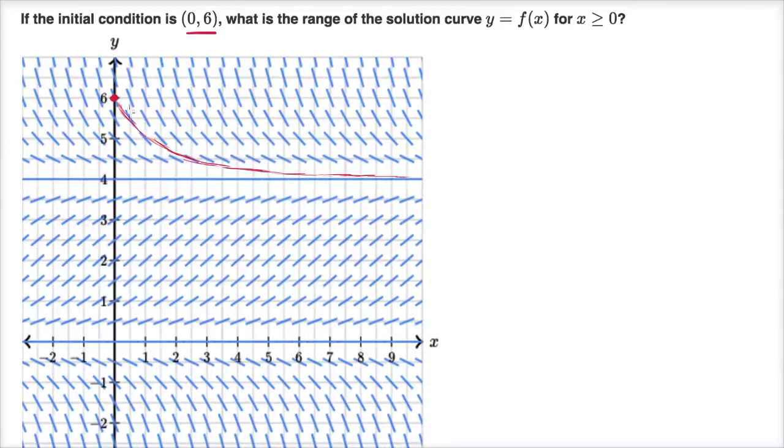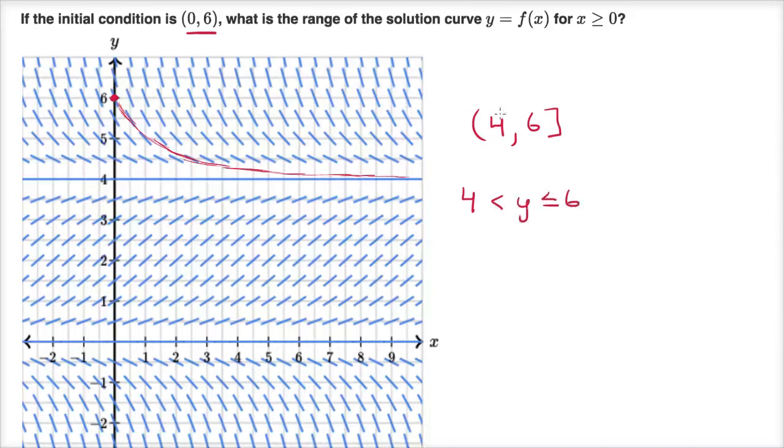So the range, the y values that this is going to take on, y is going to be greater than 4. It's never going to be equal to 4. That's going to be the bottom end of my range. And at the top end of my range, I will be equal to 6. 6 is the largest value that I am going to take on. Another way I could have written this is 4 is less than y is less than or equal to 6.